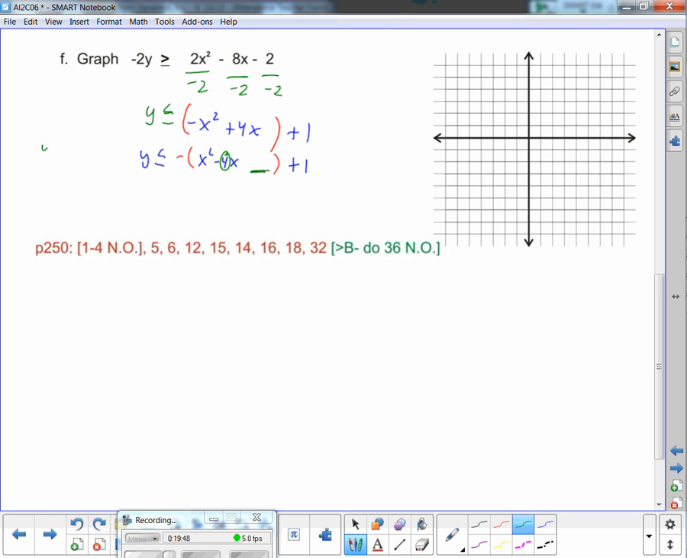So Josh took the b value, the 4. He divided it by 2, and then he squared it. So 4 divided by 2 is 2. 2 squared is 4, and Josh correctly put a positive 4 inside. So I got a positive 4 inside. What goes outside? Huh? I have a positive 4 inside, right here.